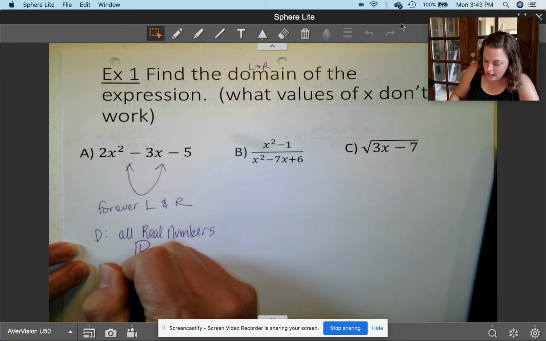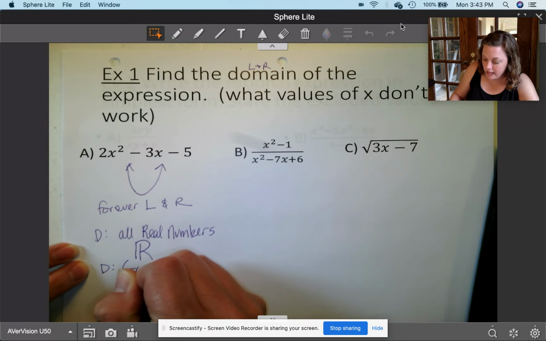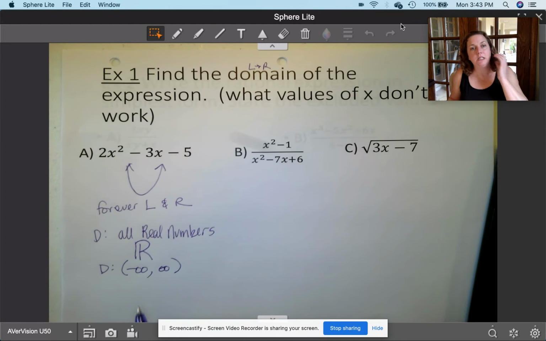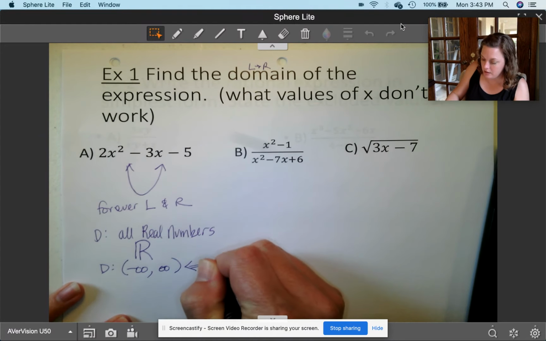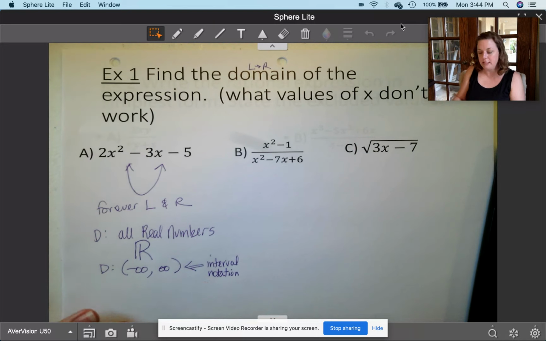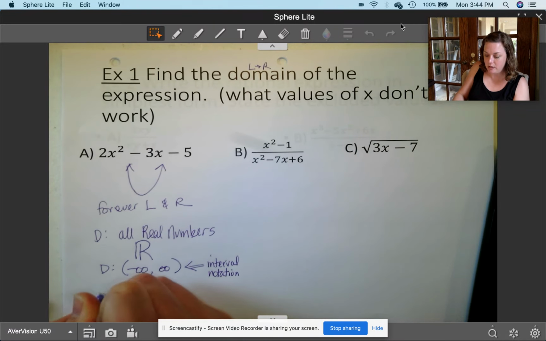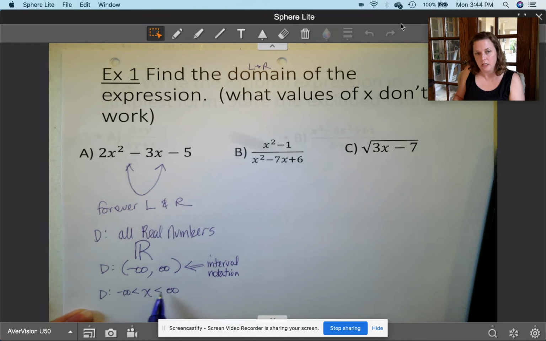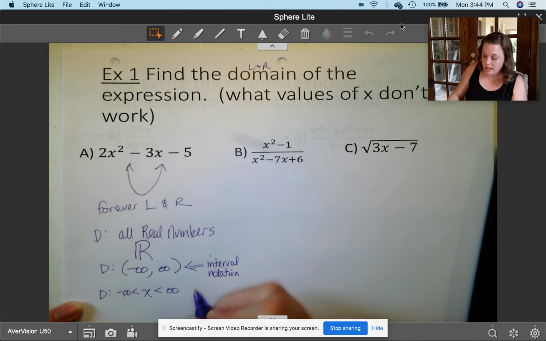You can also say it goes from negative infinity to positive infinity using parentheses. And this is what is called interval notation. And I like interval notation. It means the same thing if we were to say that we want x values that go from negative infinity to positive infinity: x values greater than negative infinity and less than positive infinity. This is inequality notation.